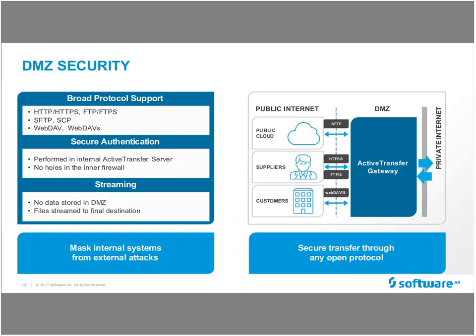So core DMZ security is one of the key things for larger enterprises to handle more security for all their file transfers. We support broad protocol support across all the open protocols, both on the HTTPS layer and the FTP layer. So FTP over SSL and HTTP over SSL is what we support, and also SFTP and SCP. And we also support the Samba protocol. That's the addition in the latest file transfer capability.